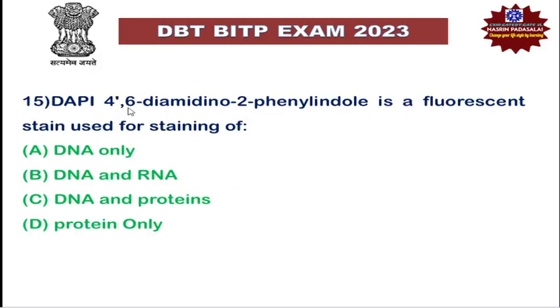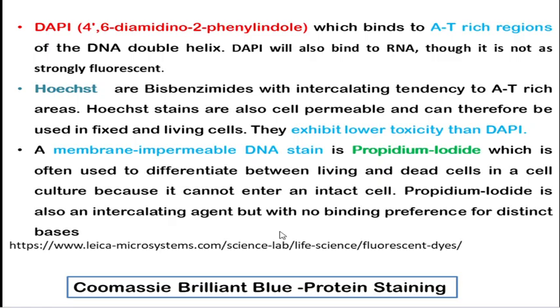Next is DAPI, which is 4',6-diamidino-2-phenylindole. It's a fluorescent stain. This DAPI stain is used for both DNA as well as RNA, but it cannot be used for protein. DAPI generally binds to AT-rich regions of double helix DNA. At the same time, it can also bind with RNA, but the fluorescent signal will not be that strong when you compare it with DNA.